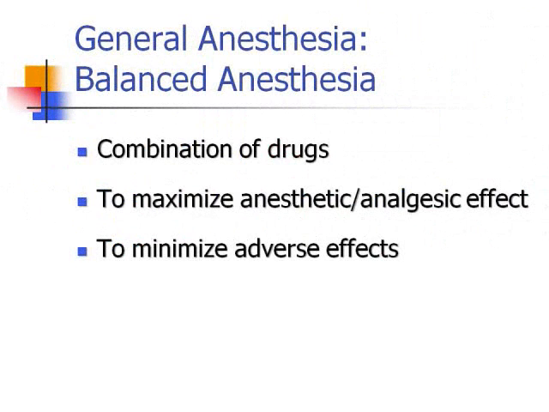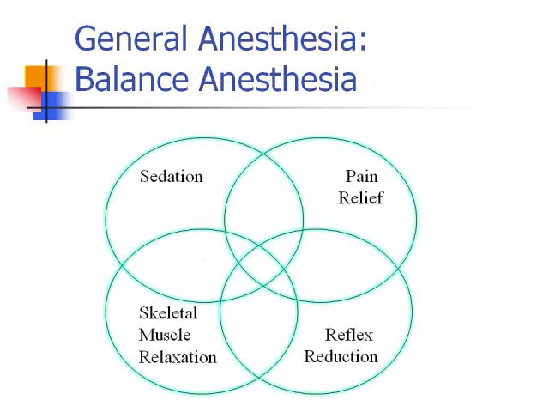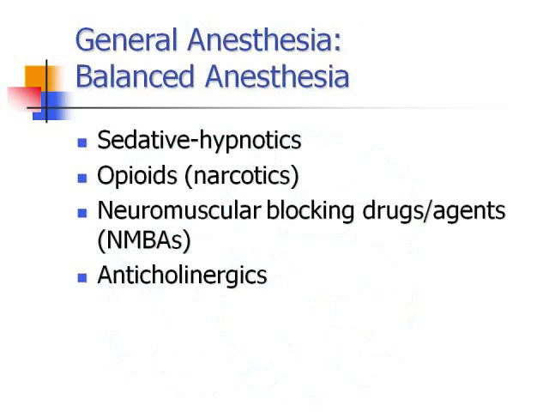Now remember when I said that general anesthesia doesn't necessarily take away pain itself. So what we try to do now is called balanced anesthesia, where a combination of drugs are given to maximize the anesthetic and the analgesic effects, but also to minimize the adverse effects. So we try to balance all these drugs to get the optimum levels of sedation, pain relief, skeletal muscle relaxation, and reflex reduction.